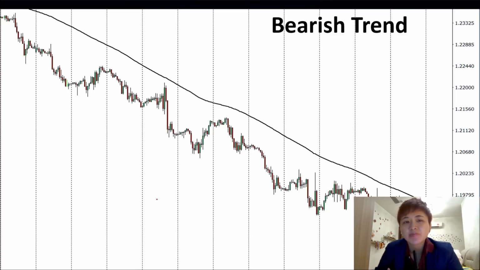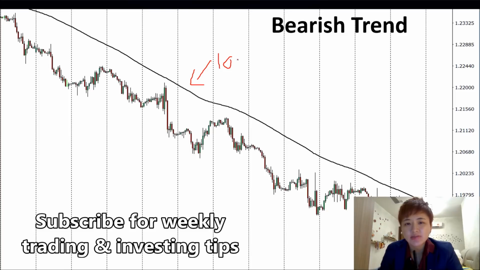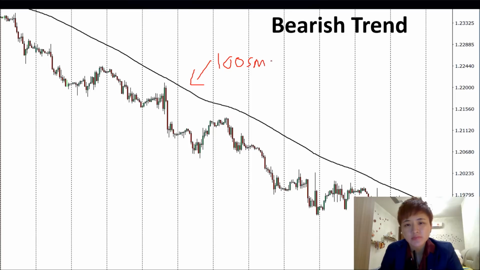Again, if the price is below the long-term moving average, in this case again, this is my 100 SMA. Okay, when the price is below this 100 SMA, that's one indication of a bearish trend. Then the second thing is that it is producing lower lows. Lower lows are here. Lower lows. Alright. And also lower highs. Can you see that? One here, over here, and over here.